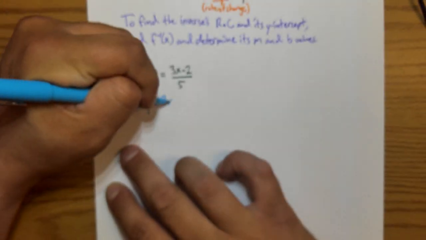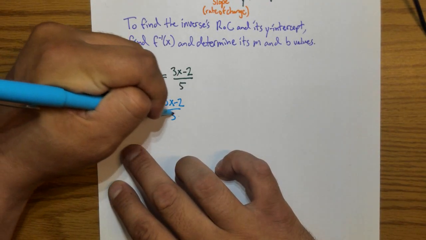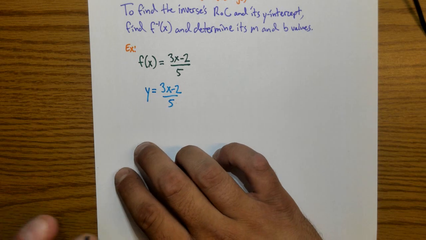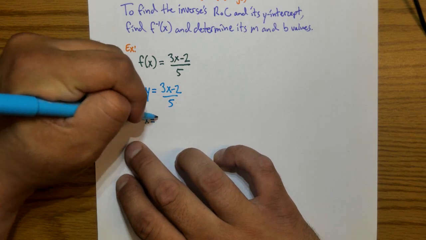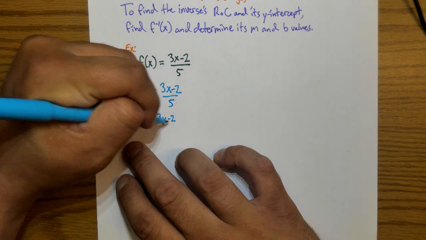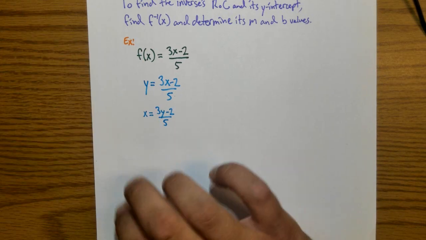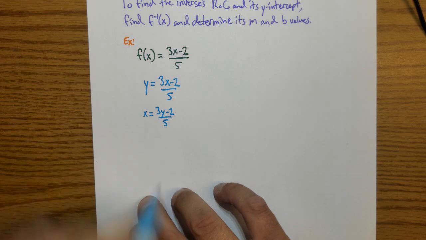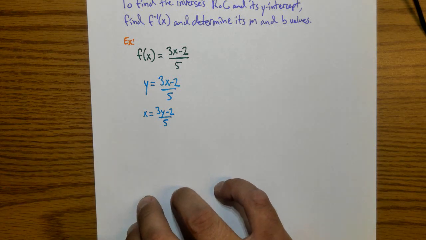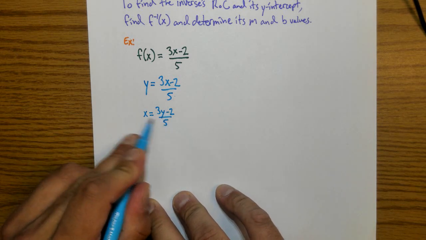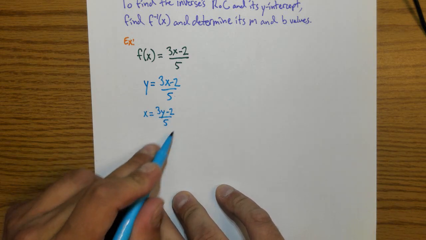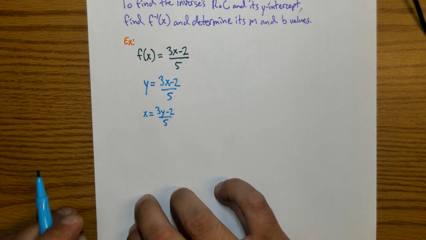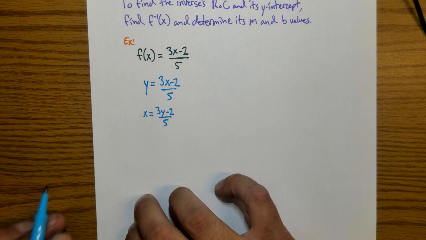y equals (3x minus 2) over 5, and then change our variables. So x is equal to (3y minus 2) over 5. And then now let's solve for our new y. So we can't add 2 over yet because it's being divided by 5. The first thing we want to do is generally, let's get rid of fractions. We don't like working with fractions, so let's get rid of that fraction.